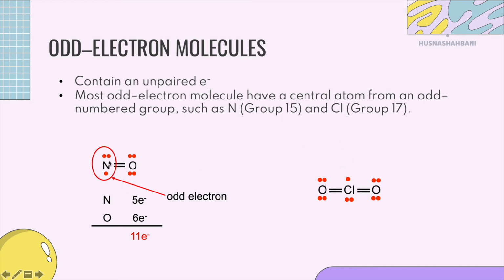So this nitrogen, group 15, has 1 odd electron. It means this electron has no pair. This electron has a pair, this electron has a pair, this electron has a pair, but this electron has no pair, so we call it an odd electron. When you have an odd electron at the central atom, it is an odd electron molecule. So odd electron molecules are also an exception to octet rule. It is stable like this, stable with odd electrons in the molecule.